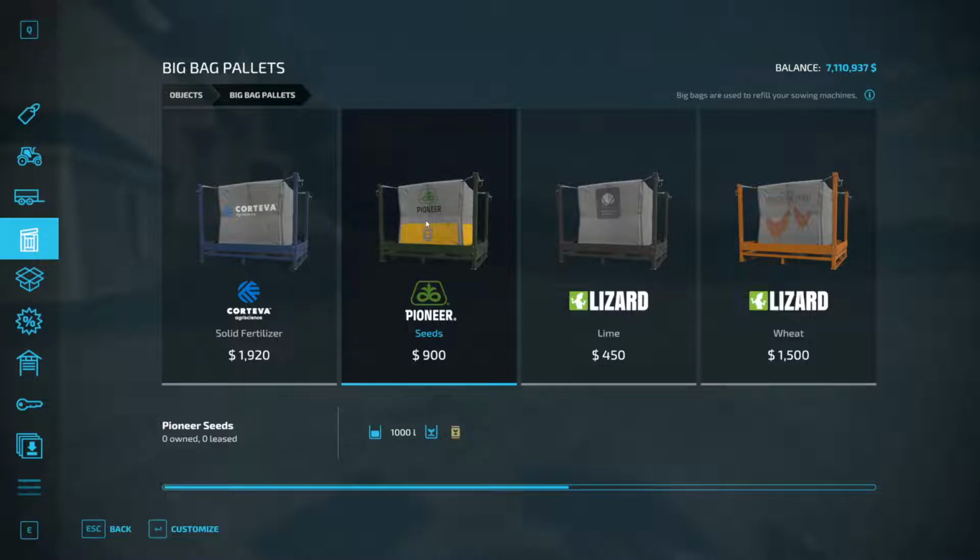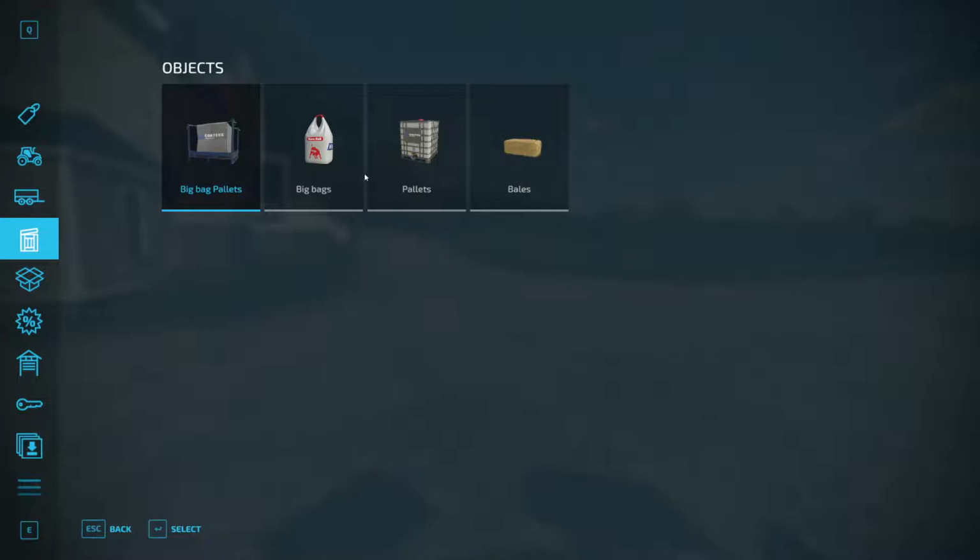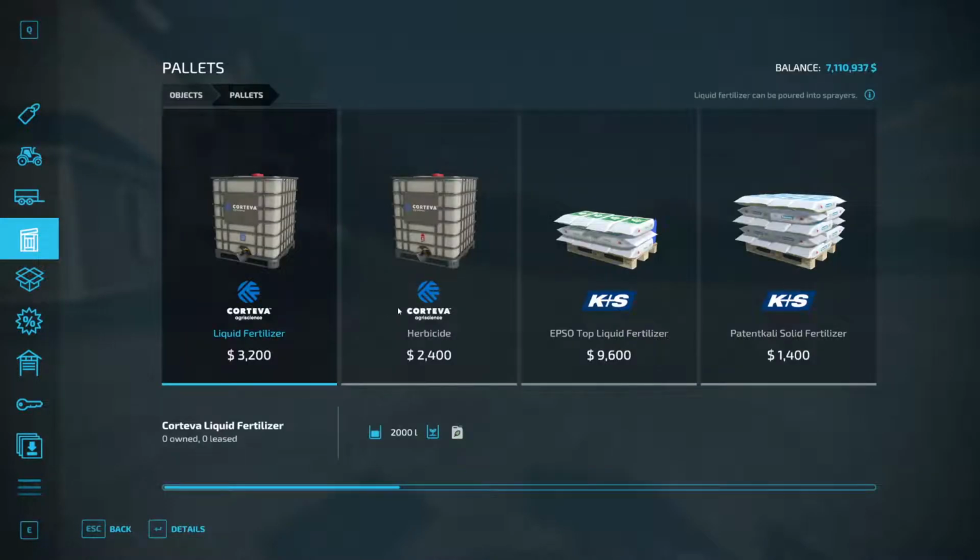And the funny thing is, I thought there was going to be a big price fluctuation. Well, no, it turns out seeds are $900. This is for the big bag pallet. $900 on easy, medium, and hard mode. The same for solid fertilizer, same for pig food, same with big bags, and the same with pallets. So that kind of threw me for a little bit of a loop.